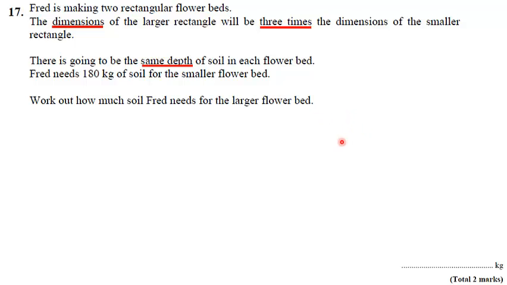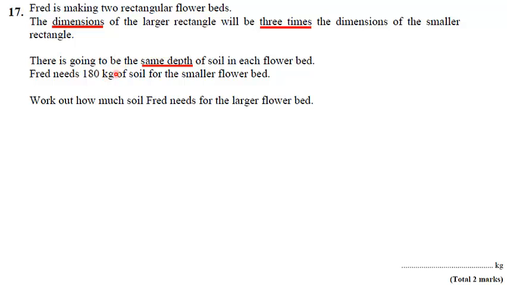Let's see if they're talking about any volume or area within this. There are going to be the same depth of soil in each flower bed. So they're not going to be totally similar shapes, just the length and the width are similar, but the depths are exactly going to be the same there. So both the rectangular flower beds have the same depth.